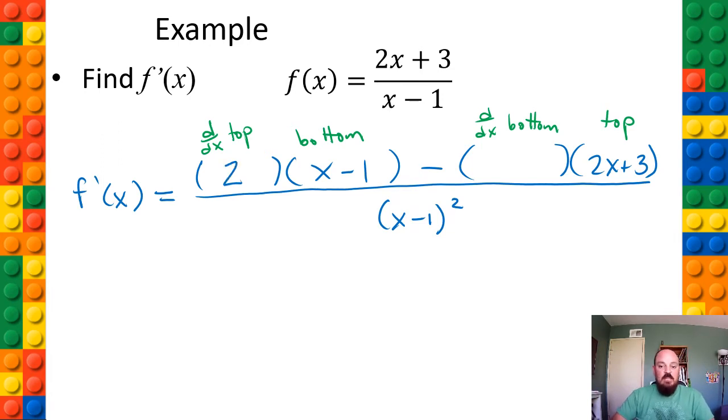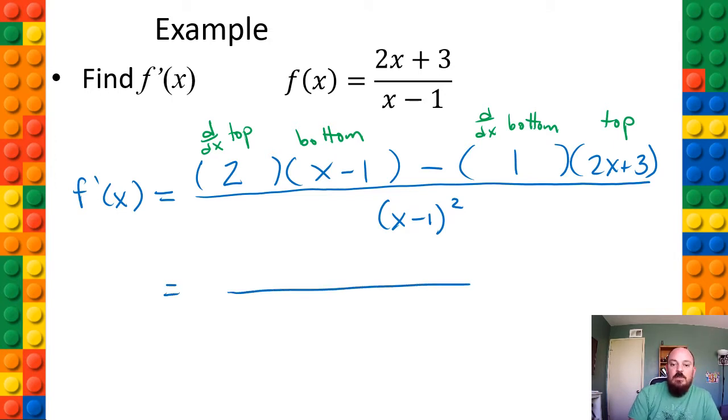And the derivative of any constant like 3 is 0. So the derivative of 2x plus 3 is just the number 2. And then something very similar happens on bottom. The derivative is actually 1 on the bottom, because the derivative of x is 1 and the derivative of negative 1 is 0. So all I have to do now is clean this up and I'll have my answer.